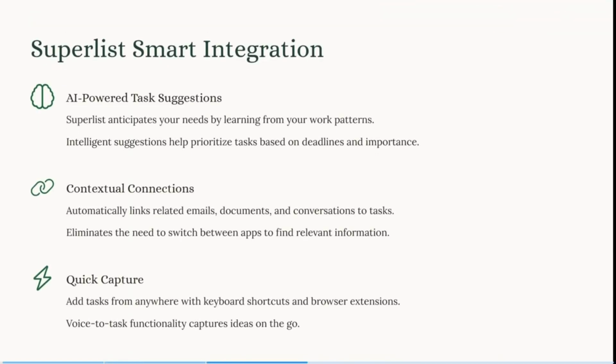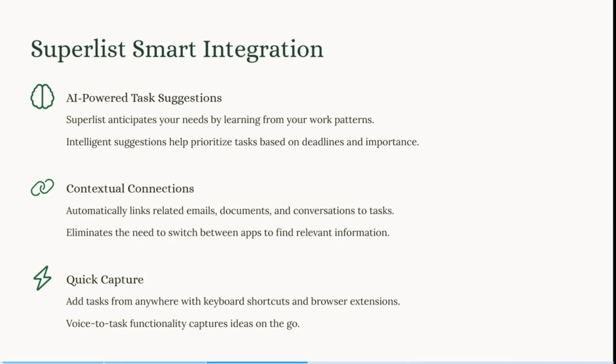Let's have a look at their smart integration. So we have AI-powered task suggestions. So Superlist anticipates your needs by learning from your work patterns. It has intelligent suggestions that help prioritize tasks based on deadlines, importance, and so on. It automatically links related emails, documents, and conversations to your tasks. It eliminates the need to switch between apps to find relevant information, and it also eliminates the chance of actually missing something out.